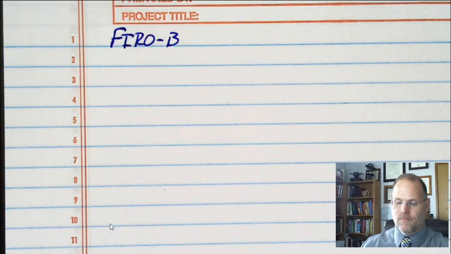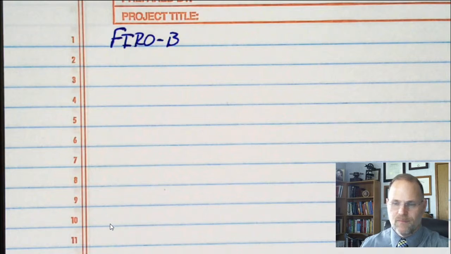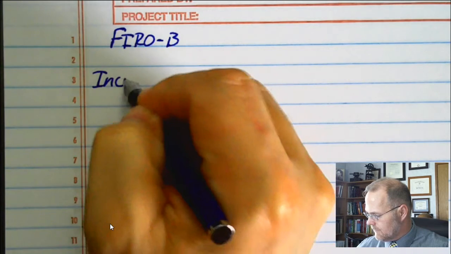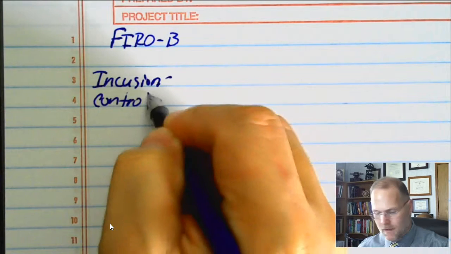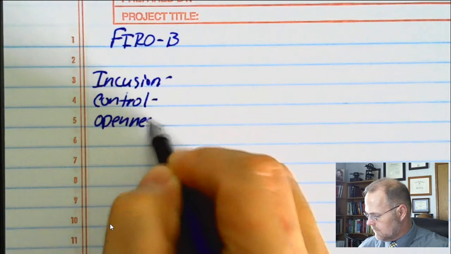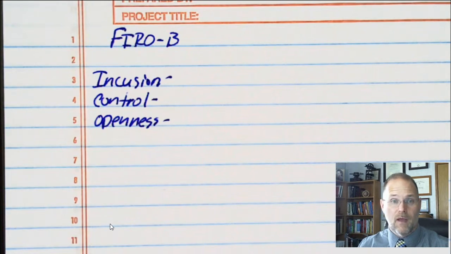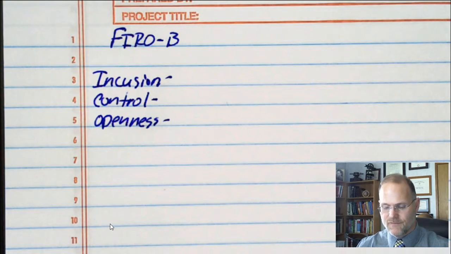It's a theory that understands the basic IPC needs. This theory lays out there's 3 basic needs. And I'll write these down for you. It's inclusion, control, and openness. All right. Inclusion is a need to feel belonging. Control is a need to have influence over your own life. And openness is a need for emotional connection. Now, each of us have these to varying degrees.